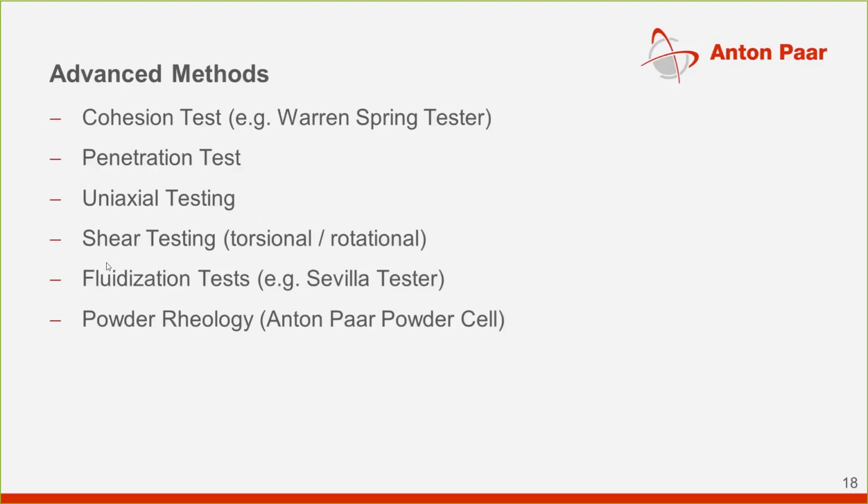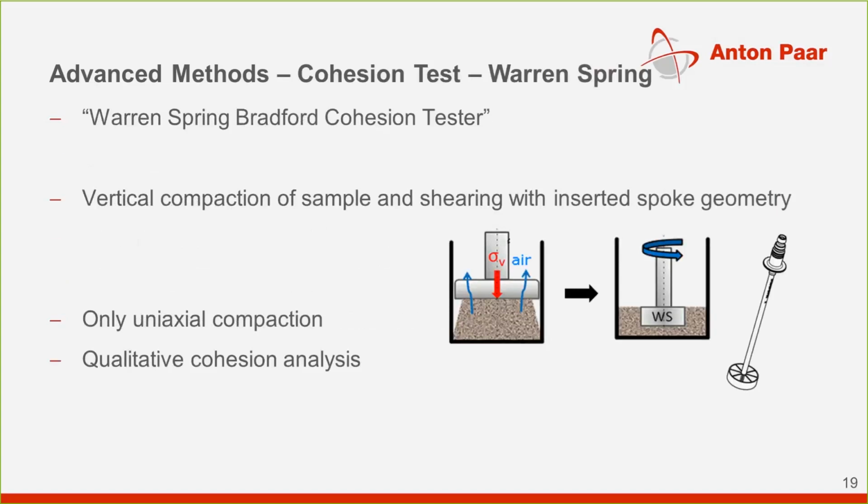There's also the possibility of fluidization tests, where samples are fluidized and their fluidized properties are tested, for example, in a Sevilla tester, which can be used to study the tensile strength of samples. And then in the end, I'll be talking a bit about the powder rheology with our powder cell. So let's start with the cohesion test, the Warren Spring cohesion, for example. This is a method which was published at the Warren Spring Laboratory, I think in the 80s or 90s.